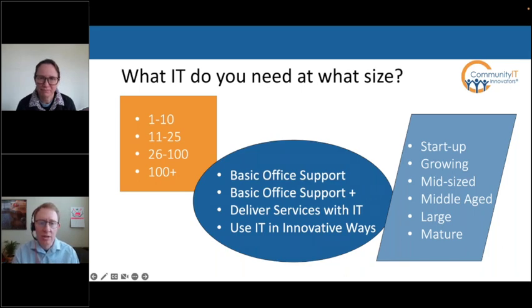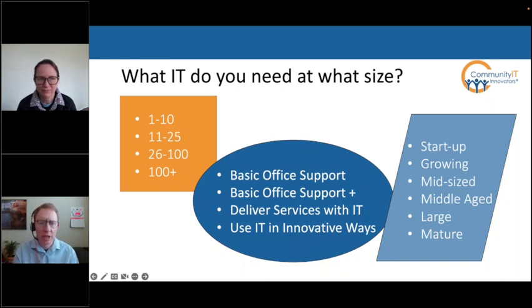Also, there are a lot of independent consultants that tend to be very affordable, especially for smaller organizations. There are quite a few that are just interested in working with nonprofit organizations, and those can be extremely valuable in helping you get set up and maintained at those smaller sizes.